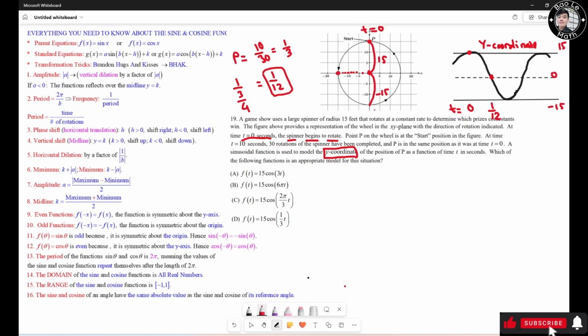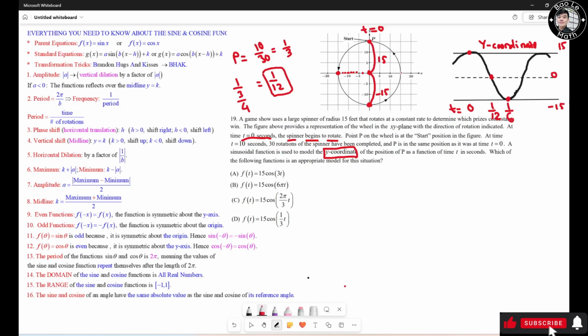Now, if point P goes over here, you project down to the y-axis, it's going to be itself, right? This is the lowest point. The height is negative 15. So the lowest point right here. Alright, t equals 1/12 plus 1/12. It's going to be 2/12. 2/12 equals 1/6, right? So I have 1/6 here.